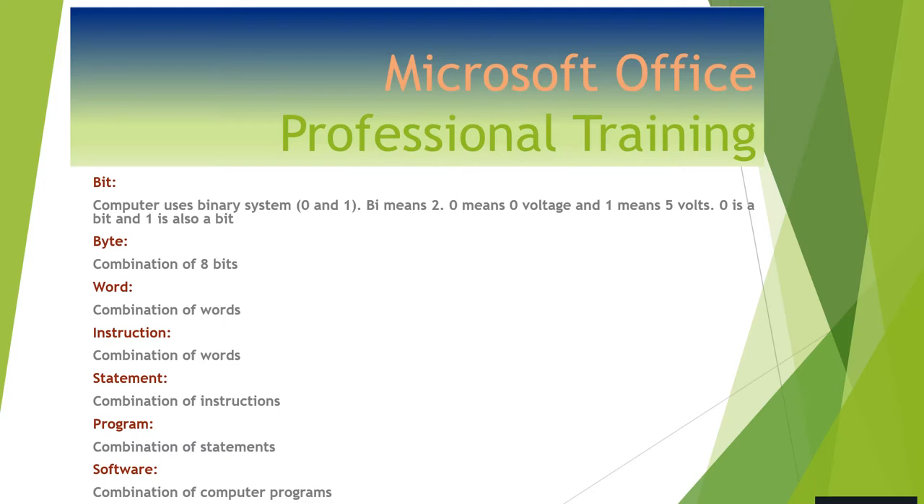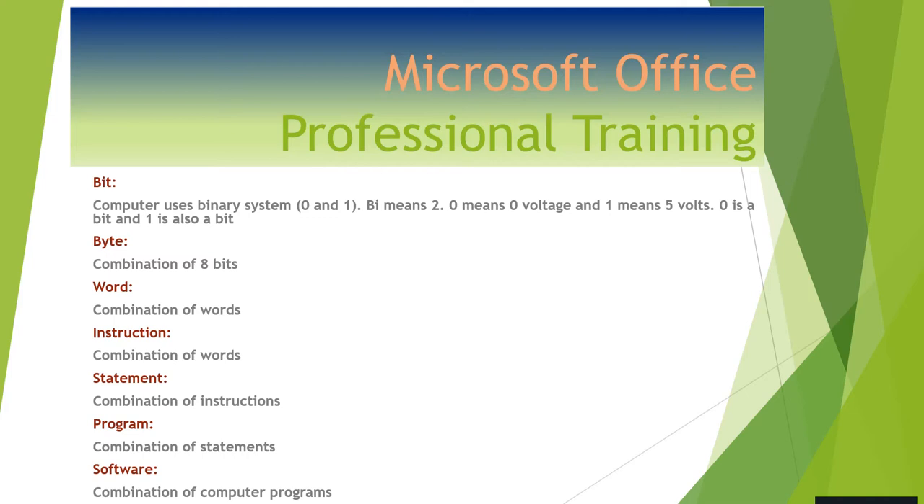Then bytes combine to make words, and those words make an instruction for the computer. So we combine the words to instruct the computer. Then these instructions combine to make statements. Software is a combination of statements. Combination of statements means many instructions. Instruction means many words. Words means many bits. And then comes the program.